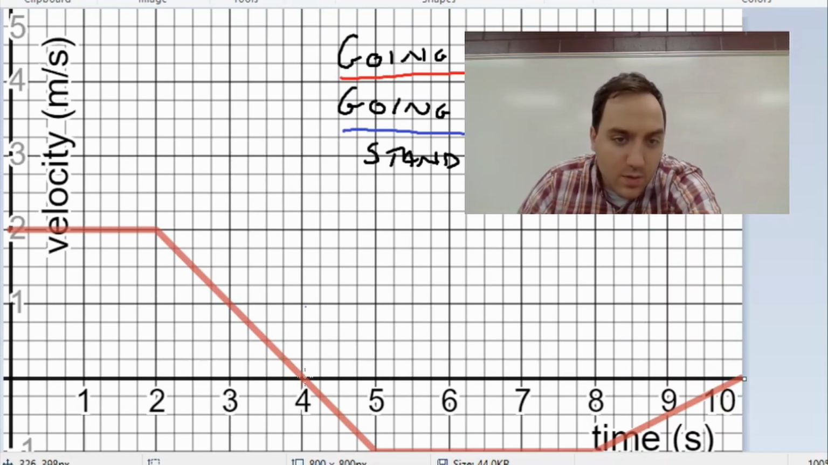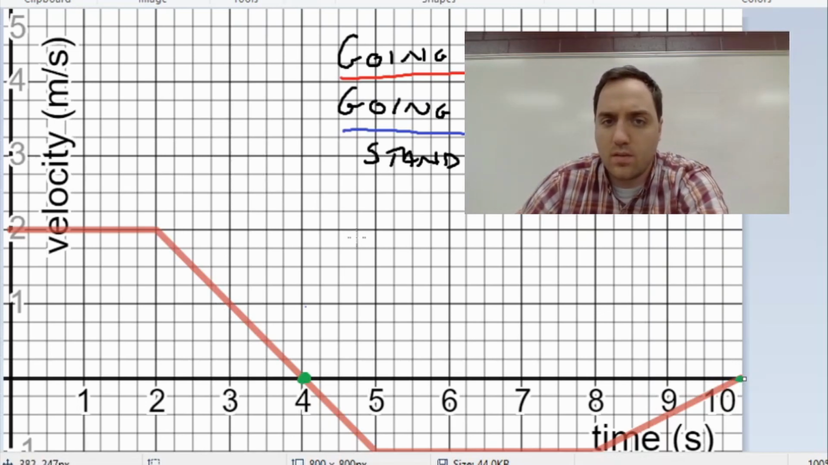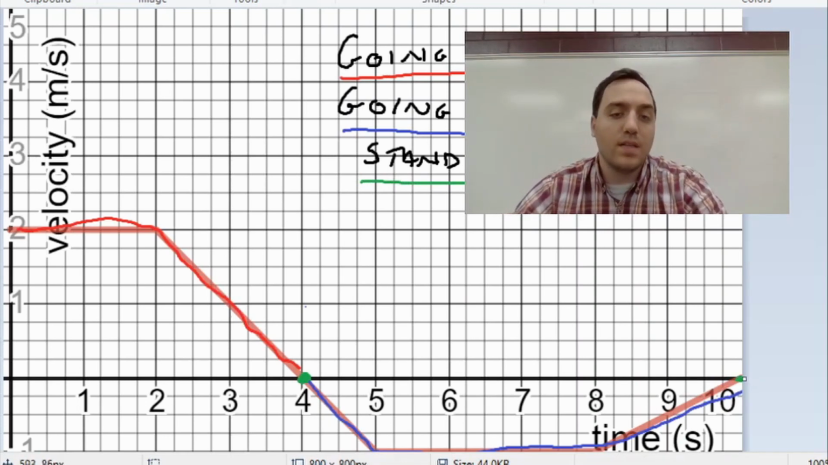Okay, so anytime you're at 0, no matter how briefly that is, you are standing still. Let's go ahead and recolor code this graph for you. So we can figure out when something's going forward, we can figure out when it's going backwards, we can figure out when it's standing still. We can figure out all this.